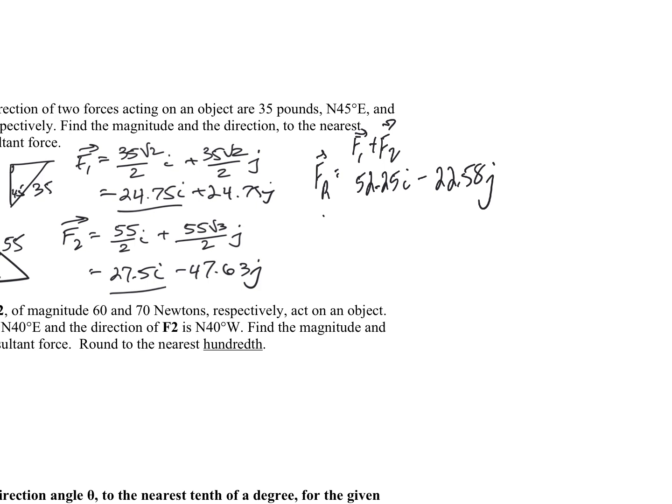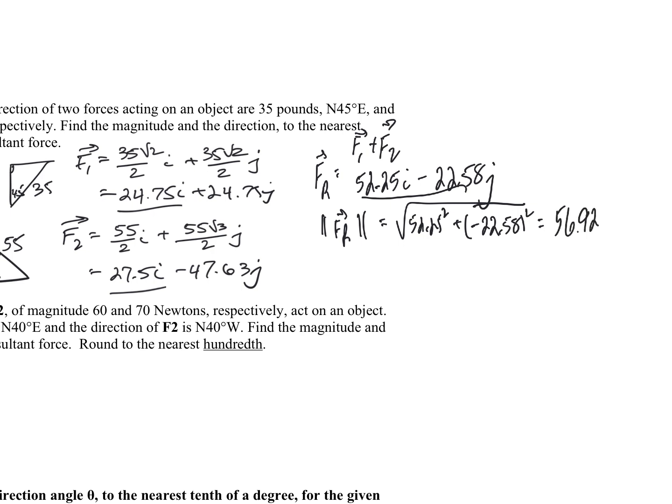Now to find its magnitude, I just use the Pythagorean theorem on this vector here. So you would do the square root of 52.25 squared plus, it is negative, but since you're going to square it, it doesn't really matter. So you do a squared plus b squared equals c squared, which gets me just about 56.92. This would be in force, so it's newtons or pounds of force.